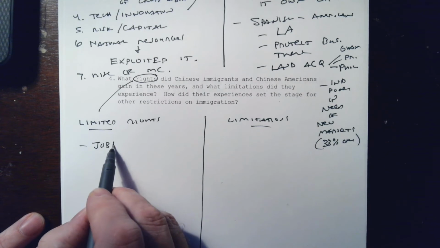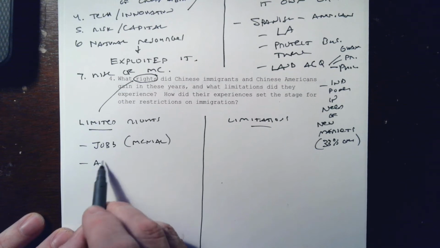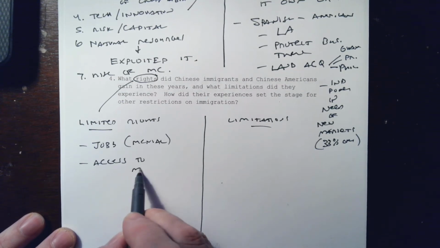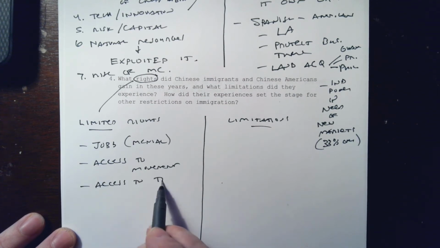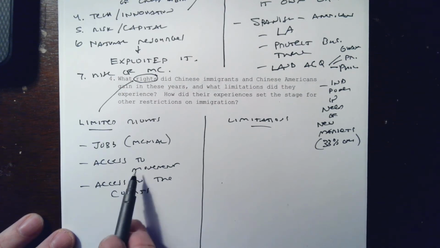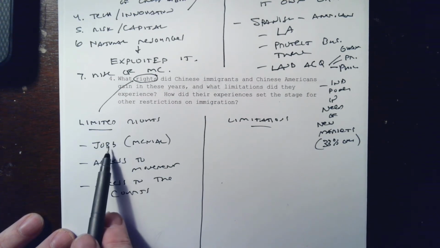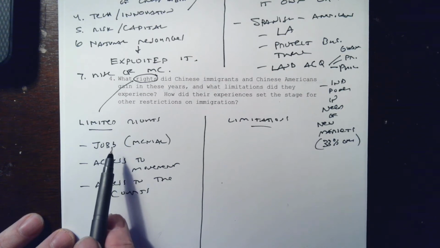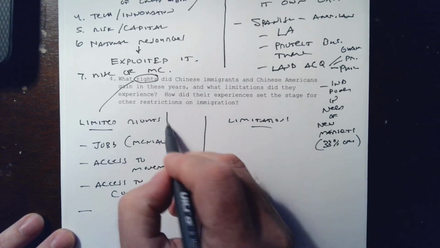They had access to jobs, even though they were menial. They had access to movement. They had access to the courts. In other words, if they had a problem, they could take it to the courts. But again, most of the time, even if they went to the court, they lost because of racism. Access of movement, yes, they could pretty much go wherever they wanted. They did have access to jobs. And again, these were limited rights, but there were also limited gains too.